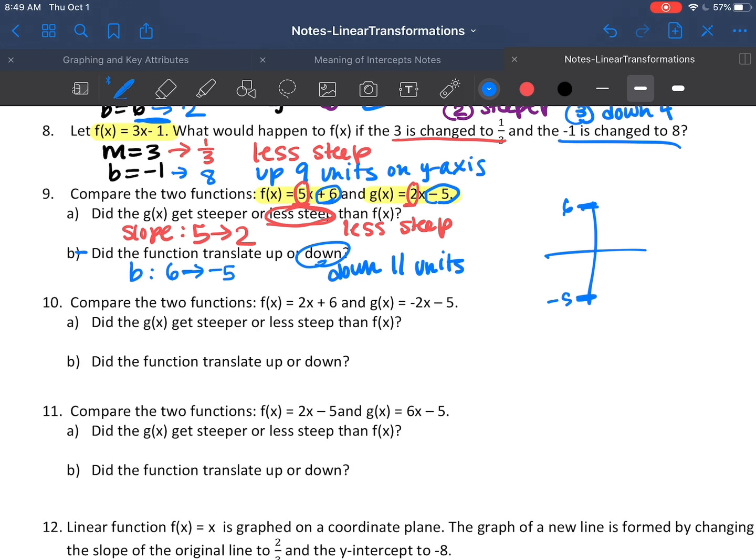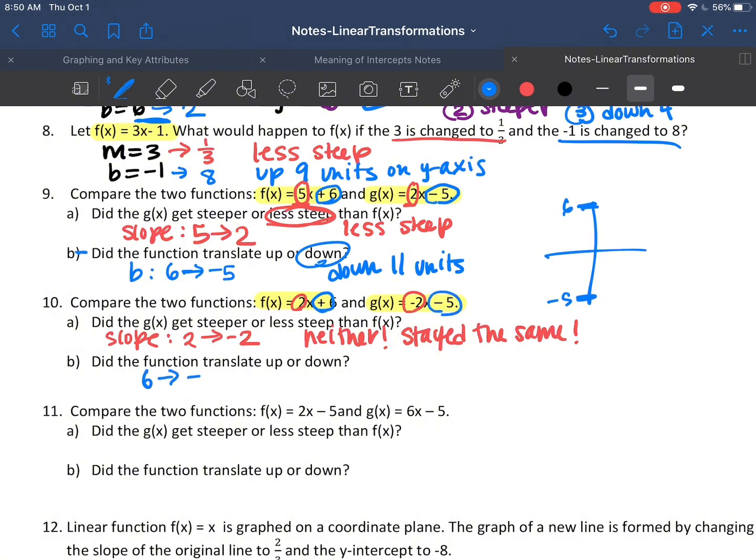Okay. Number 10, we are comparing 2x plus 6 to -2x minus 5. And so for steepness, we're looking at 2 and -2. The steepness did not change. Remember, we ignore the negative, so all it did was change directions, but the steepness level would still be 2. Both slopes are 2, and so for this one, neither stayed the same, and that will be an option. The steepness stayed the same even though the direction changed. For the y-intercept, 6 goes to -5. So once again, that's down 11. They could have switched that up for us.